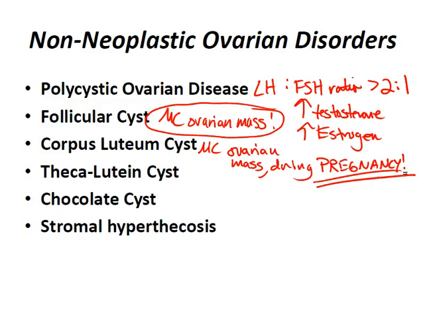So what about the theca lutein cyst? This is a cyst lined by luteinized theca cells. It results from gonadotropin stimulation. It's often multiple and bilateral and is associated with two things: choriocarcinoma and hydatidiform moles.